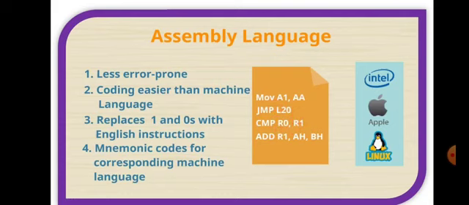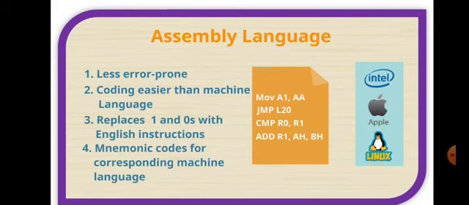Number 3, replaces 1 and 0. 1 and 0 are numerals. Those numerals are replaced with English instructions, which are alphabets. Okay, it is in the form of English instructions. Number 4, mnemonic codes. Mnemonic codes are something like bits and pieces. It is not the full code, it is only a part of the code. It's called mnemonic codes for the corresponding machine language.